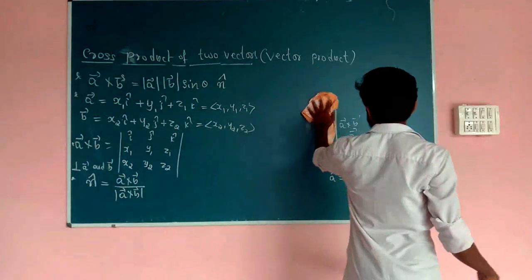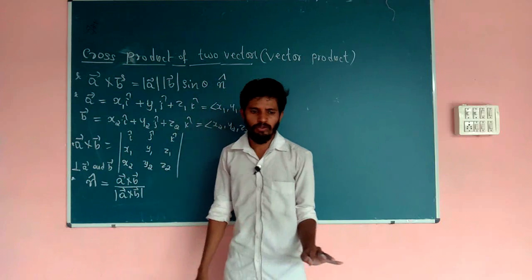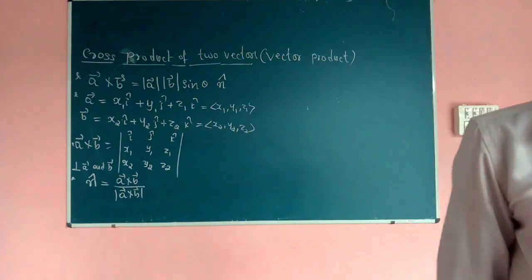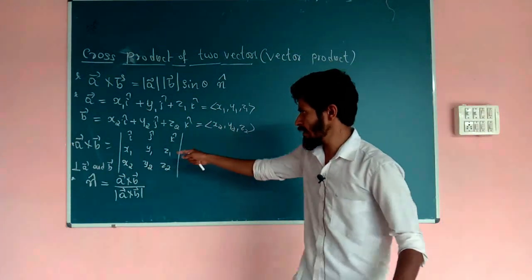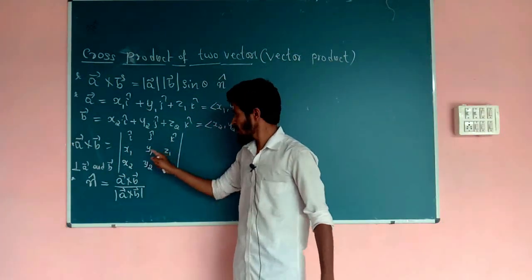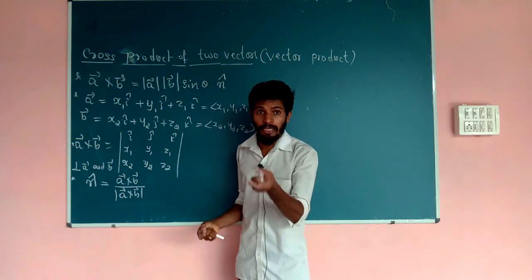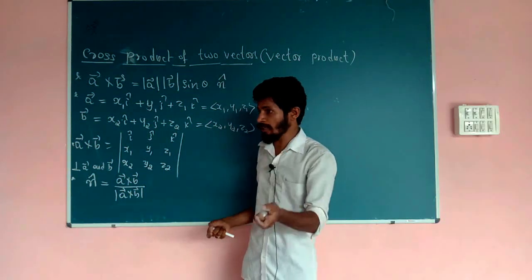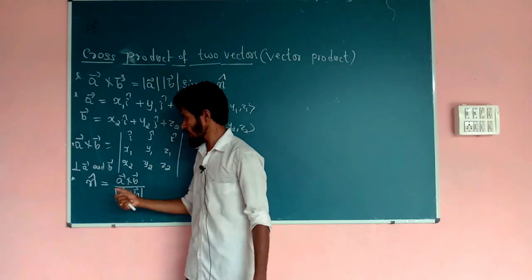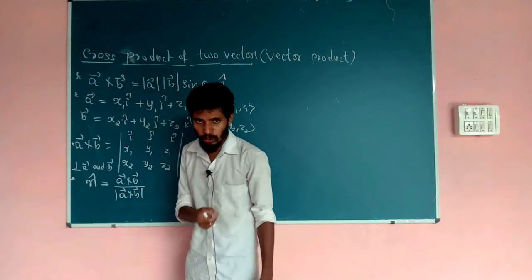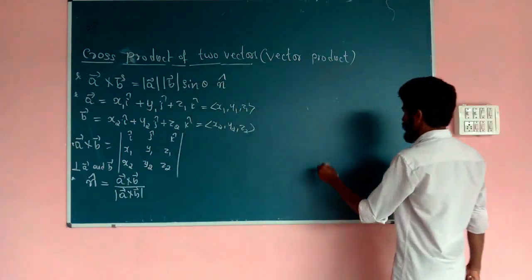Another formula. If vector A is equal to x1i plus y1j plus z1k, and vector B is equal to x2i plus y2j plus z2k, then A cross B is equal to the determinant i, j, k, x1, y1, z1, x2, y2, z2. To find the unit vector perpendicular or orthogonal to vector A and vector B, n cap is equal to A cross B divided by magnitude of A cross B. Next, another formula comes here.